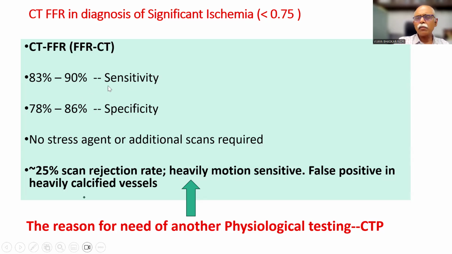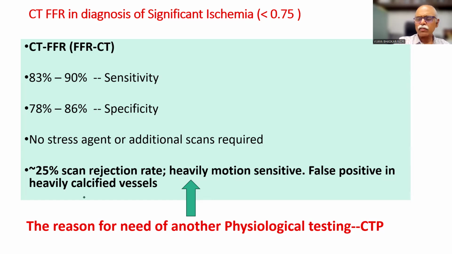Sensitivity is 90%, specificity is about 86%. No stressor agent or additional scans are required. But the problem with CT-FFR, as I'll show you in my examples also, is that there is a 25% scan rejection rate. It is heavily motion sensitive. Garbage in, garbage out. Motion artifacts: you cannot get good CT-FFR values.